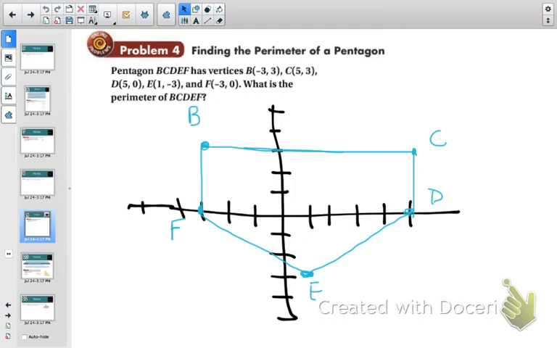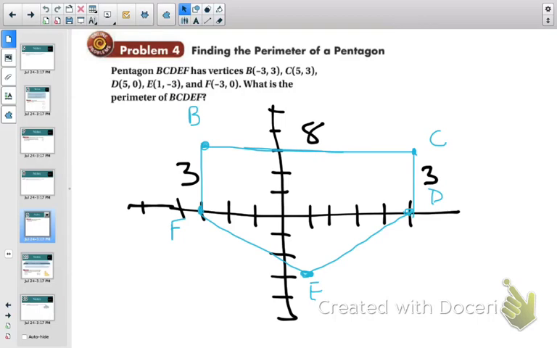All right, so we have three sides that we can just count, which is the BF, CD, and BC, because they're vertical or horizontal. So for finding the perimeter, we just need to add up all the sides. So I count up, this is 3, this is 3, this one goes from -3 to 5, so that's going to be 8. So then we need to find the diagonal sides.